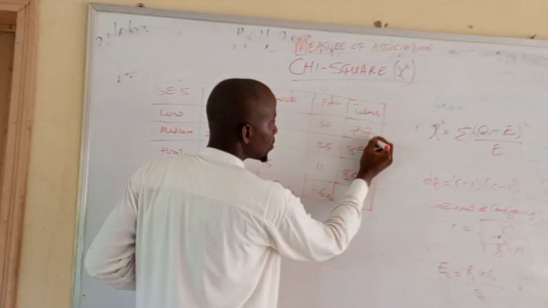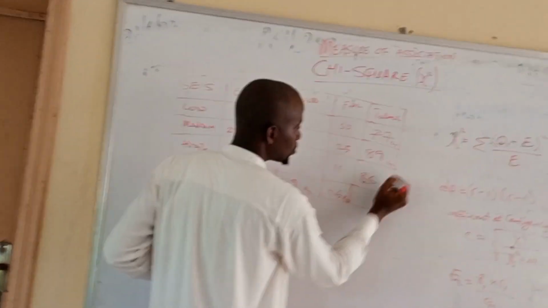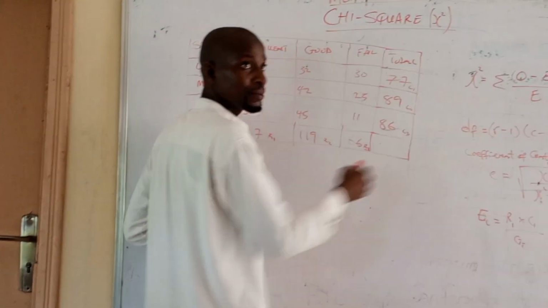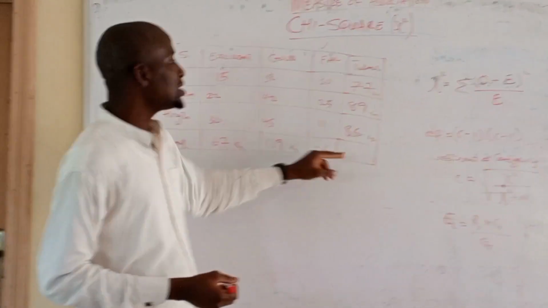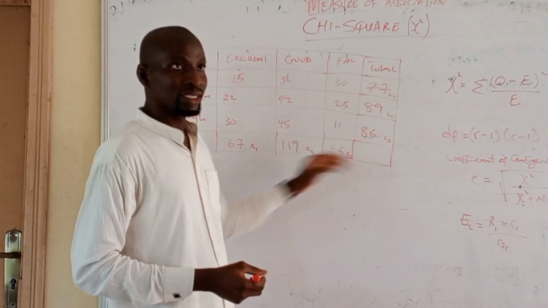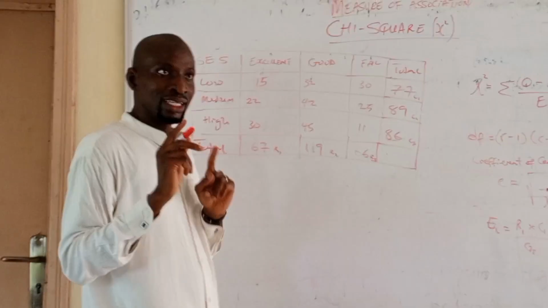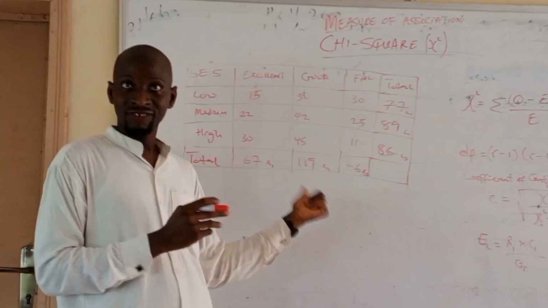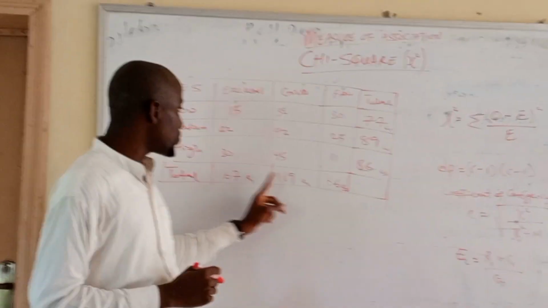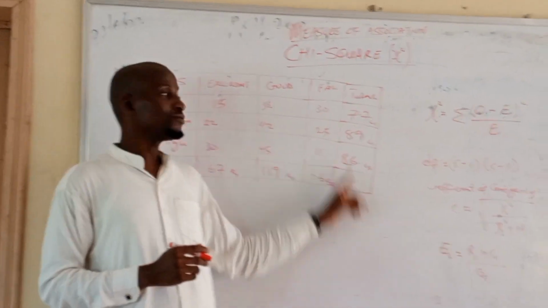This is column 1, column 2, column 3 total. But there's a grand total too. When you sum this and sum this, it's going to be the same thing. That is another check to know whether you are right or wrong at this first step. When you add 67 plus 119 plus 66, it must give you the same thing.